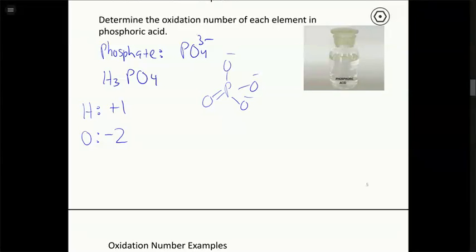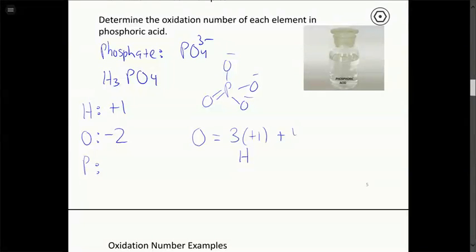And then finally, we have to assign the oxidation number for phosphorus, and this is one that can be variable, so we have to use the fact that the sum of the oxidation numbers equals the overall charge. The overall charge for phosphoric acid is 0, and so if we add up all the oxidation numbers, we have to pick the correct oxidation number for phosphorus to make the overall sum equal to 0. So it's just a little bit of algebra here. The sum is going to be 0. We have 3 hydrogens, each with a +1 oxidation number. We have 4 oxygens, each with a -2.